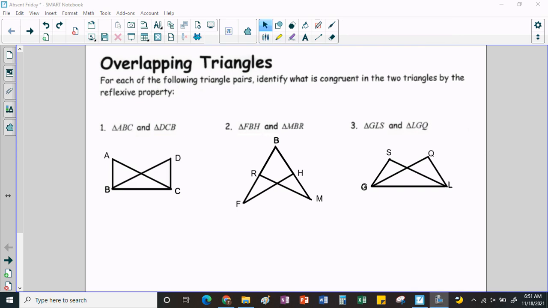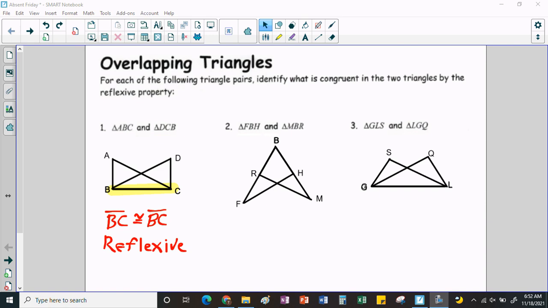So the question you have to answer is, what is the common part to these two triangles? And it's segment BC by the reflexive property. That would be congruent. So this is all we have to do for the problem, is identify the common side and the reason it's common. For all these, it's the reflexive property because we're going to have the same bit in both the triangles. So we're just going to write BC is congruent to BC by the reflexive property.